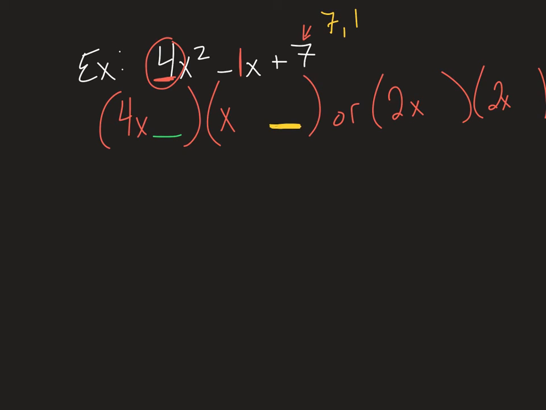So if I try the 7 in this green spot, I'll have 7x, and then I'll have 1 times 4x, that makes 11x. So the 7 can't go in the green spot. If I put it in the yellow spot, that would make 28x, and there's no way I can make it down to negative 1x. So I think we can eliminate this contingency. It's not going to factor like this.